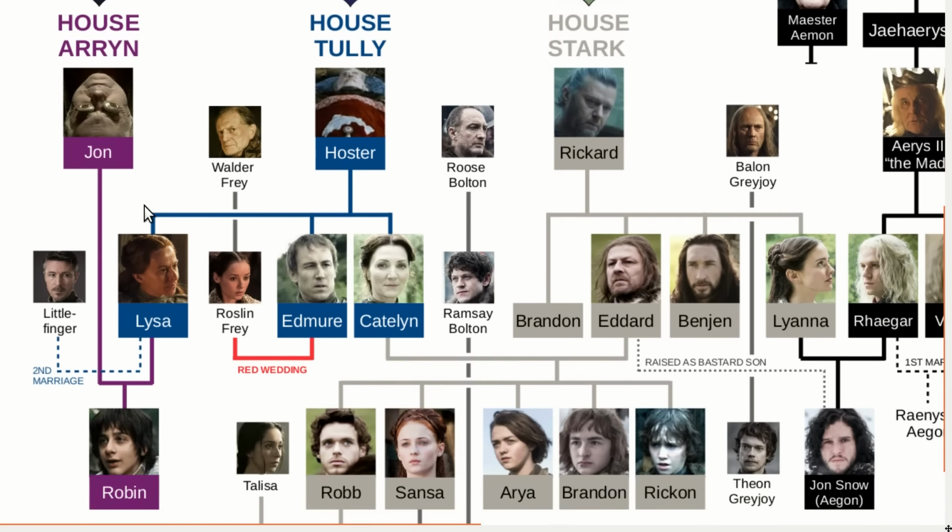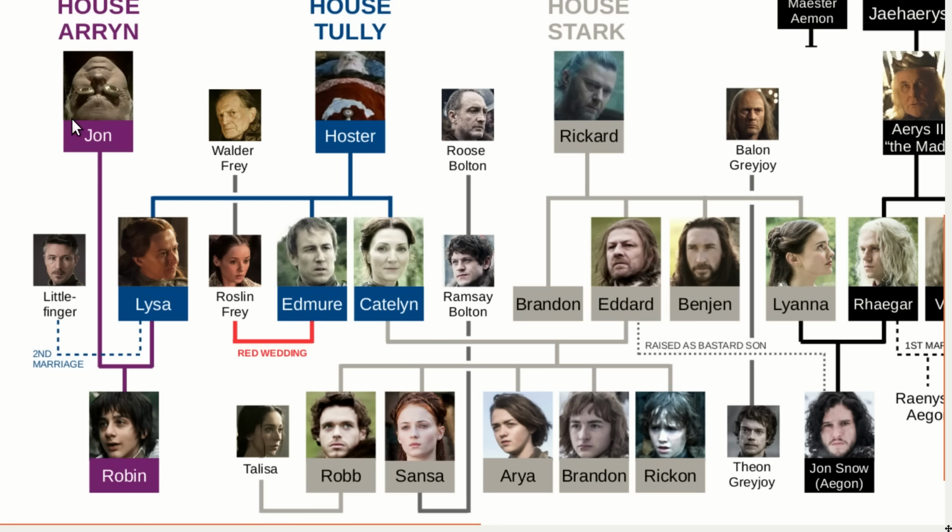One of the very first things that happens in the show is that Jon Arryn, who had been serving as Hand of the King, dies mysteriously. Lysa blames the Lannisters, and it's indeed likely that Jon was killed because he had discovered the incestuous relationship between Cersei and Jaime. Lysa later marries Littlefinger, and that's why the Stark children call him Uncle. But we're getting ahead of ourselves.